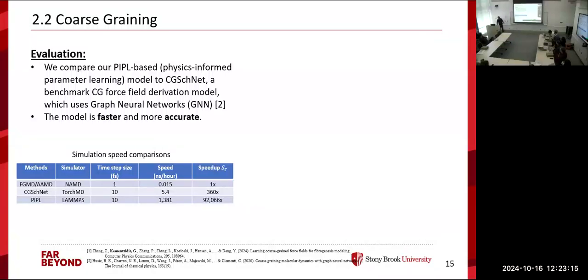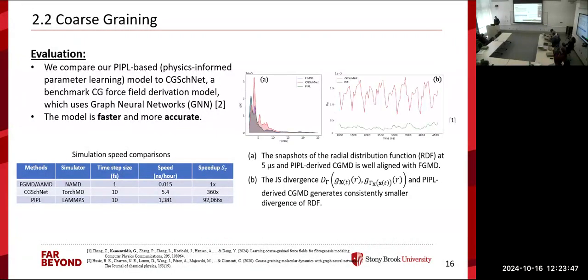Now, we're going to be evaluating our model. We run our simulations for the physics information in LAMMPS. And first of all, we see a huge speed up from the all atom resolution, 92,000 times, approximately 10 to the 5. Also larger than the CGSNet. And now we also want to check if it is also more accurate.